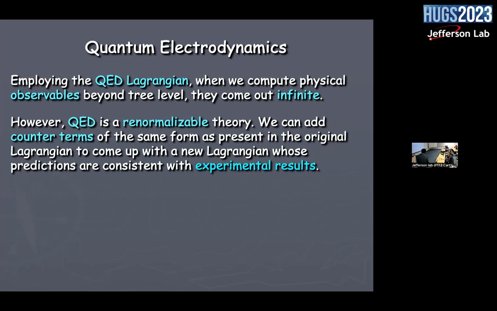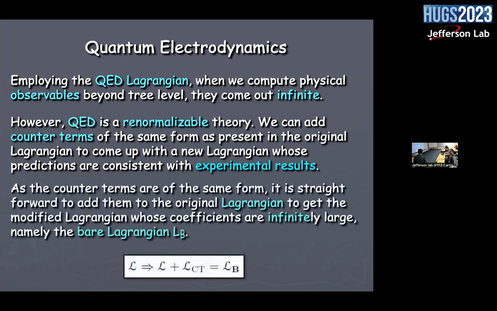Quantum electrodynamics is a renormalizable theory, and that implies that we can add counter terms of the same form which were present in the original Lagrangian to work with the new Lagrangian, which will be called the bare Lagrangian. And if we start from that, then our predictions will come out consistent with experiment. The problem with the theories which are not renormalizable is that at every order you have to introduce new kinds of terms, and therefore you don't have a handle on predictions anymore.